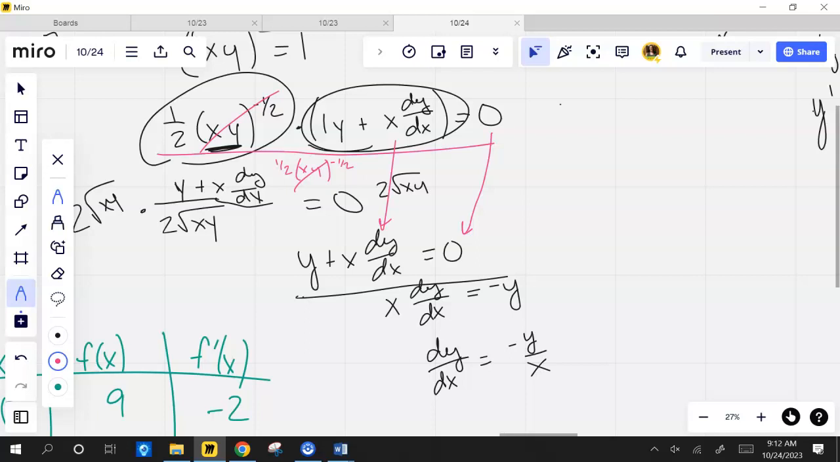39 is another second derivative. Joyce, are you done with that? Or you still need it? Okay.